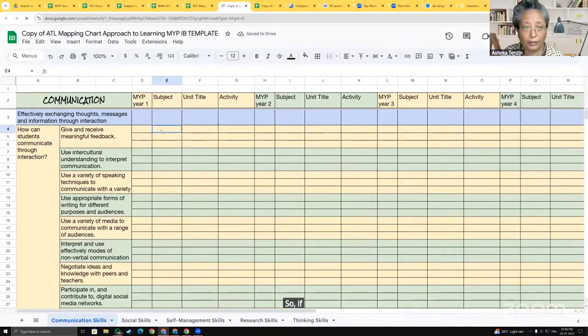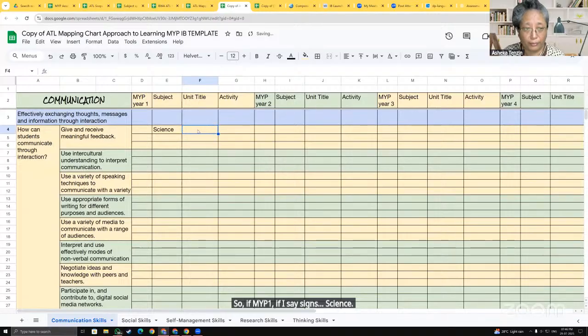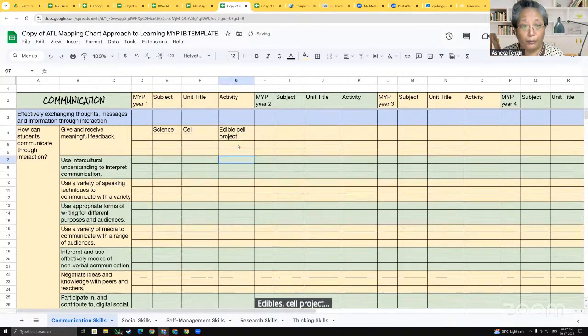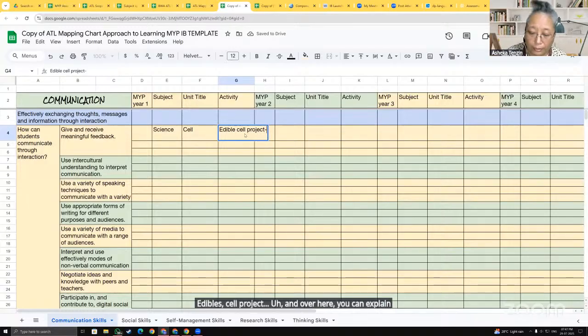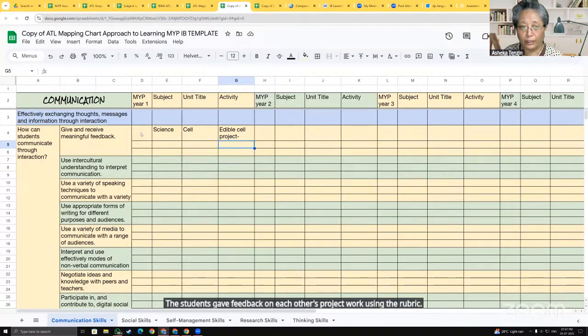So if it is MYP1 and I say science, the unit title maybe cell, the activity: we did an edible cell project. And over here, you can explain: the students gave feedback on each other's project work using the rubric. Okay, this is MYP1, year 1.